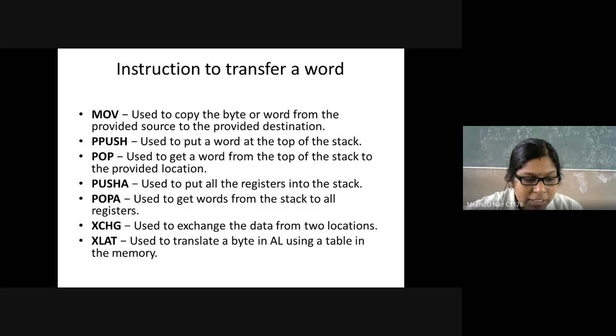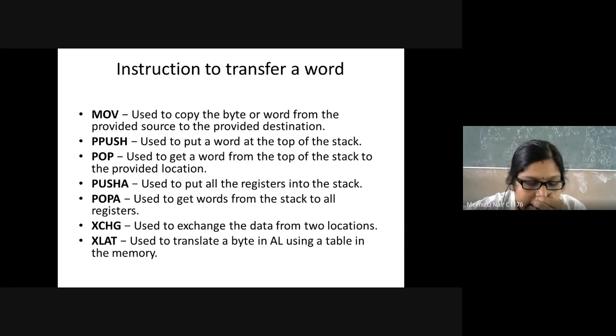Suppose I have data 0x and some other person has data 1x, whatever. It can be anything. Exchange means the data which I hold is transferred to the second person, and the second person's data is transferred to me. That is what exchange is. XCHG, you can call it exchange itself. That is the exchange command.